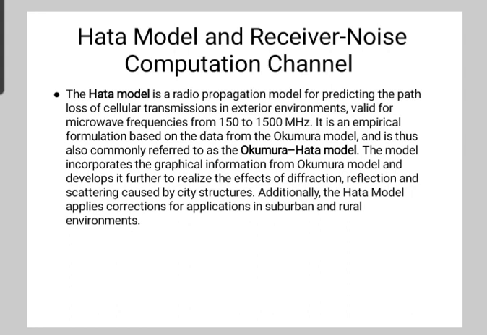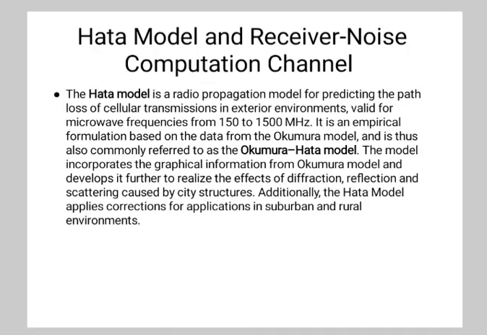The model for the urban area. In wireless communication, this model for urban area, also known as the Okumura-Hata model, being a developed version of the Okumura model, is the most widely used radio frequency propagation model for predicting the behavior of cellular transmission in built up areas. This model incorporates the graphical information from the Okumura model and develops it further to realize the effect of diffraction, reflection and scattering caused by the city structures.